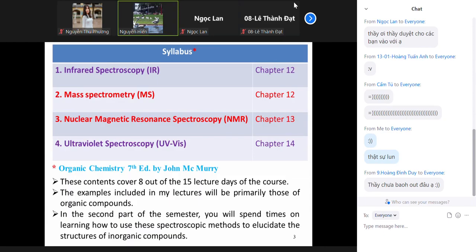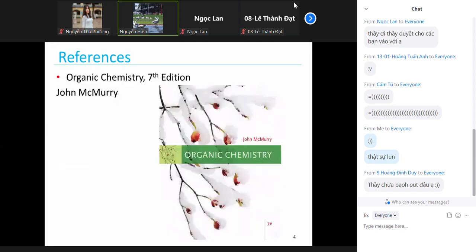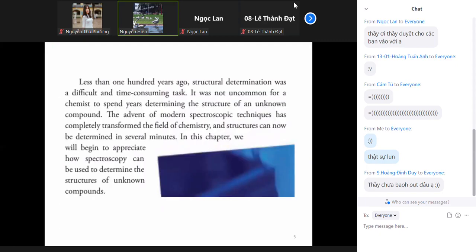And the second section will be given by, I think, Associate Professor T. Yeah, so I am responsible only for the first half of this course about organic compounds. Okay, this is the book.